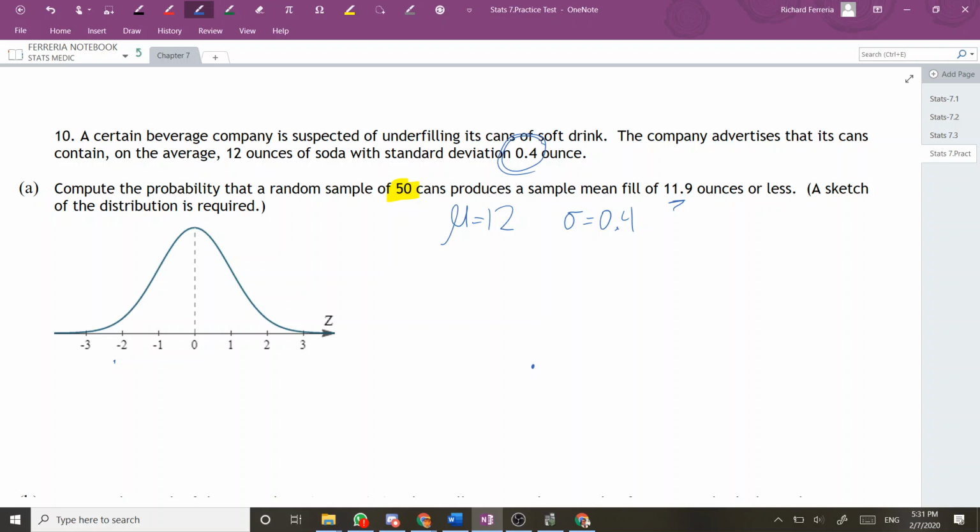So part A says we're going to compute the probability that a random sample of 50 cans produces a sample mean fill of 11.9. Some notable things here. This 50 is a sample size. It's greater than or equal to 30. Therefore, by CLT, we know that the shape of the sampling distribution is approximately normal.